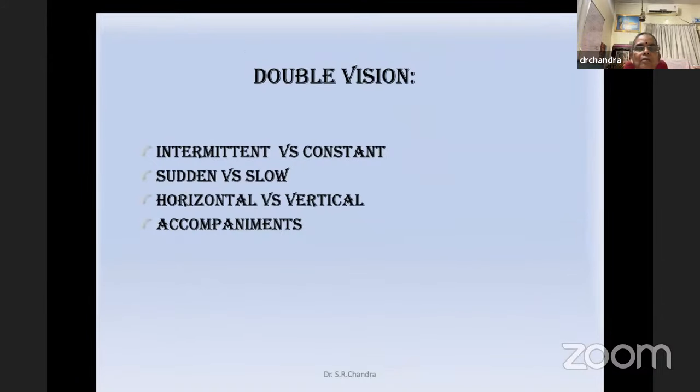So now somebody is coming. First symptom is a squint, we have analyzed that. Next symptom is double vision. If somebody tells double vision, find out whether it is intermittent or constant. Intermittent double vision, we know that you get it in neuromuscular junction disorders, and sometimes you get intermittent double vision in some kind of central pathologies also. Whether it came suddenly or slowly, is it horizontal double vision, vertical double vision, or both? And what are all the other accompaniments? So a patient with double vision, you will ask these questions. Is it intermittent or constant? Is it sudden or slow? Is it horizontal or vertical? And what are the other accompaniments?